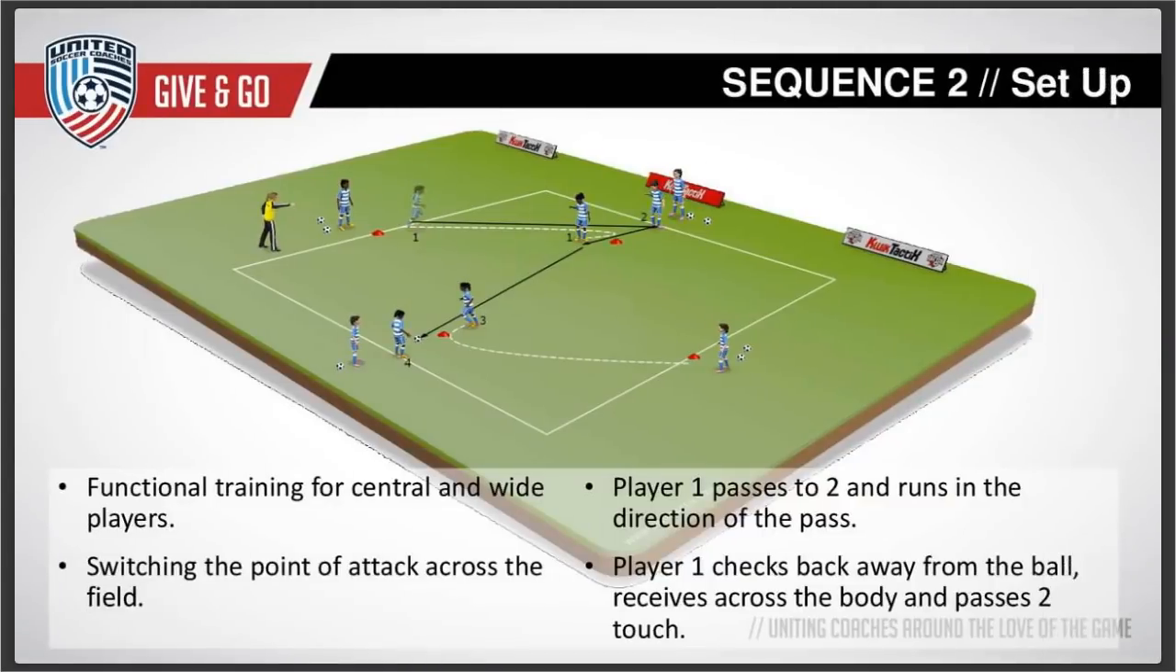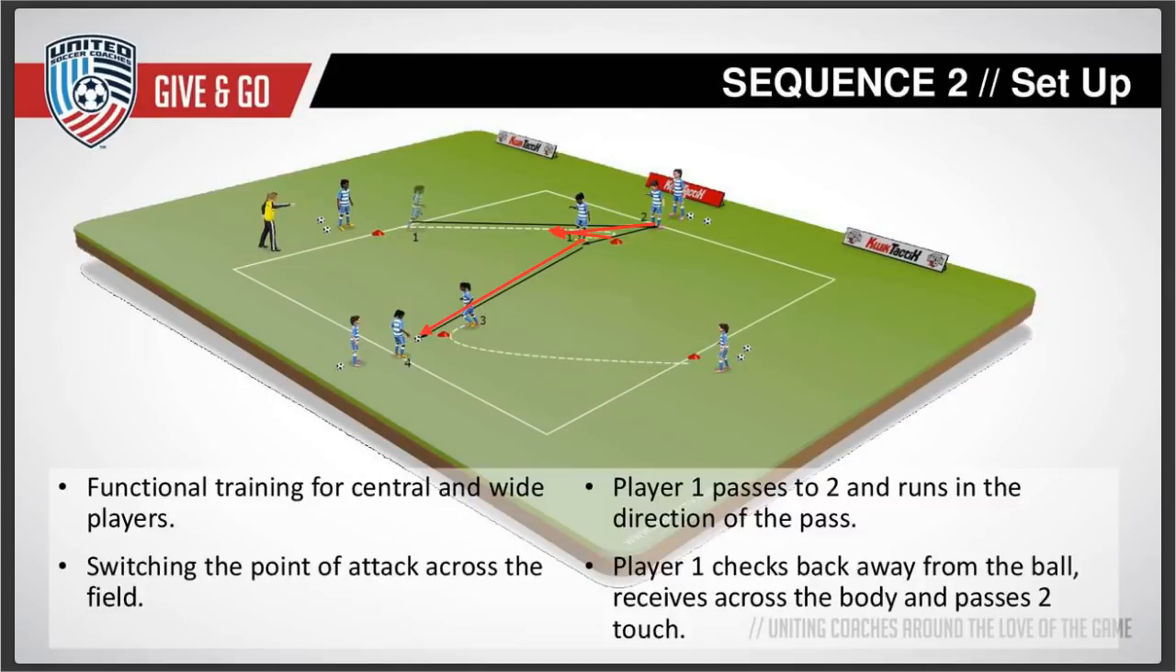And now with sequence number 2, it's a different routine, but we start off in a similar way with a pass from number 1 to 2. Number 1 then makes a similar run, but instead of continuing on and checking off towards another angle, actually ends up getting to the cone and backs off a couple of yards. As the player backs off, the player number 2 who has possession plays in front of player number 1, who receives the ball, in this case with their right foot, and then makes a pass across the field, switching the point of attack to number 4.